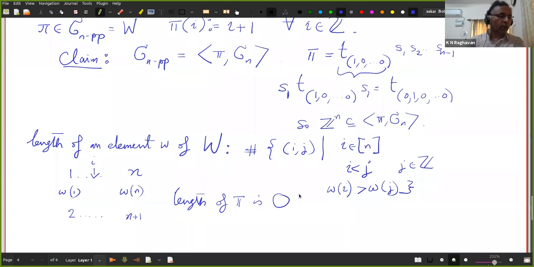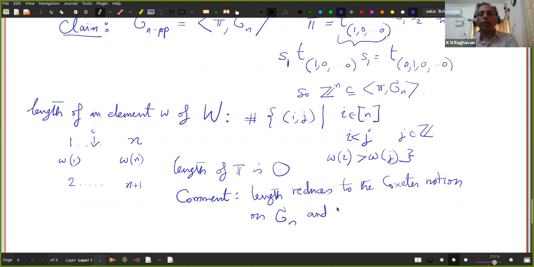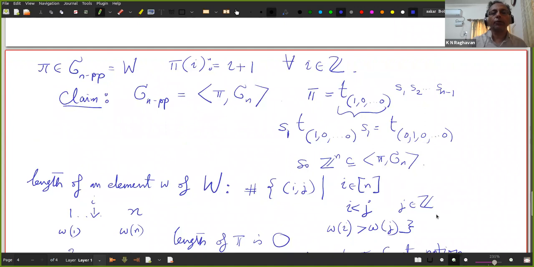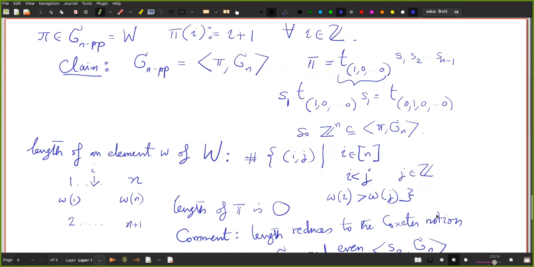So the comment here is, this notion of length reduces to the Coxeter notion on Sn. And even on, here, Arvind, even on the group that you were considering. These are fairly easy to see. Let me pause here and ask if you have any questions. So this almost finishes the digression. We have an action of the extended affine Weyl group on Z, and using that, I have defined the length.